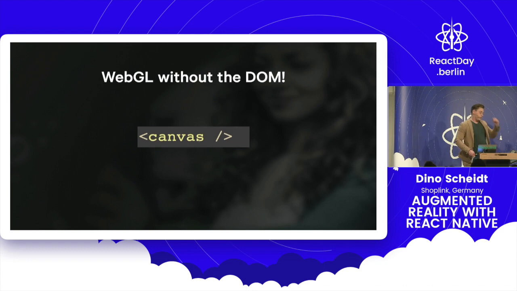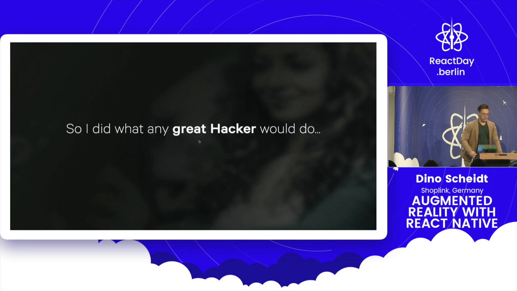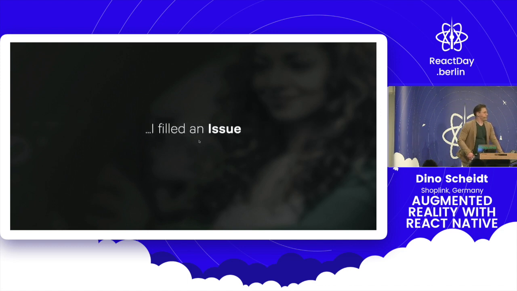WebGL without the DOM basically gets you to the point where we need the canvas. We have bridged by now React Native all the buttons, all the icons, all the very heterogeneous API calls that are made to create the context of a good front-end library, but the canvas or the GPU is kind of left behind. And that means I took this gap in the React Native ecosystem and did what any great hacker would do and filed an issue.